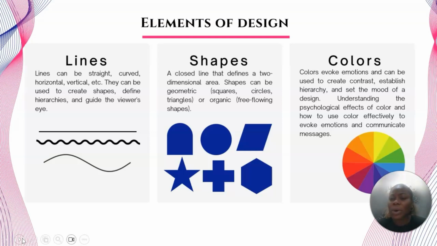We have primary colors, secondary colors. Colors are used to evoke emotions, and they can also be used to create contrast, establish hierarchy, and set the mood for a design. Colors are really one of the most important elements of your design. You have to understand the psychological effect of colors and how to use them to evoke emotions and communicate the messaging.